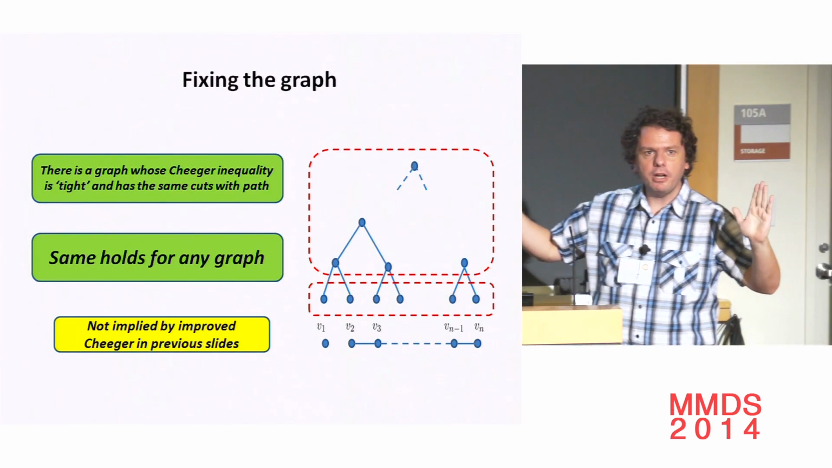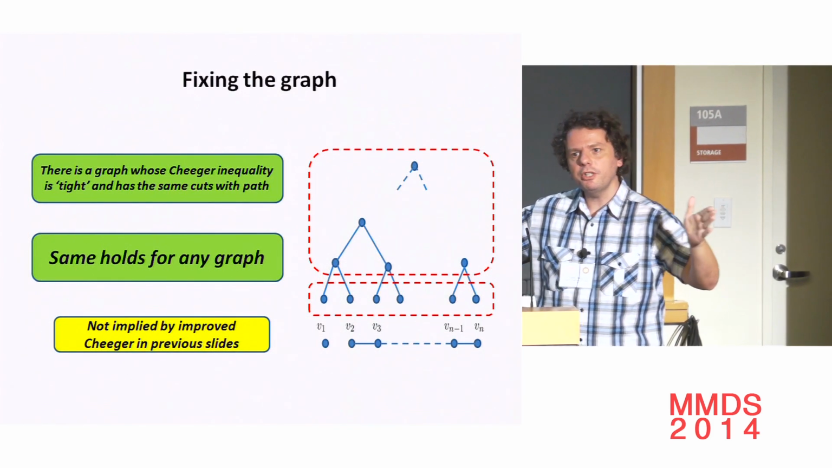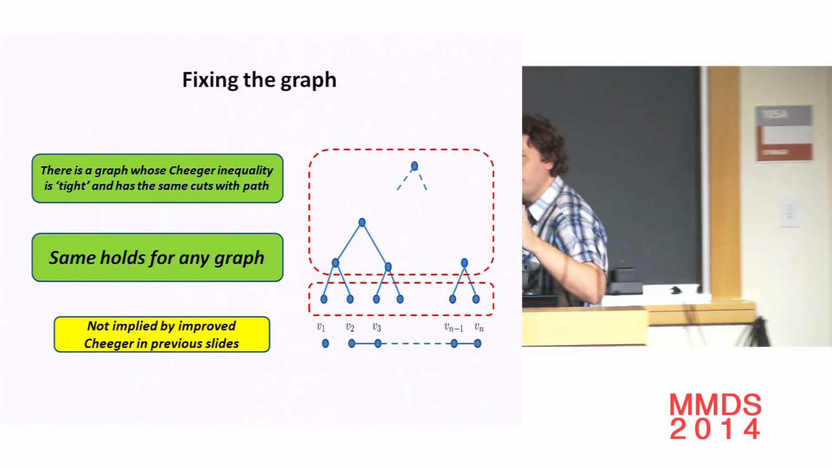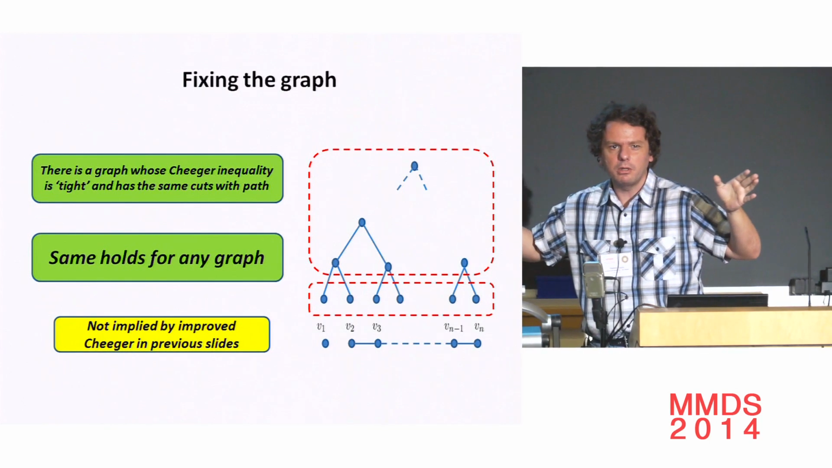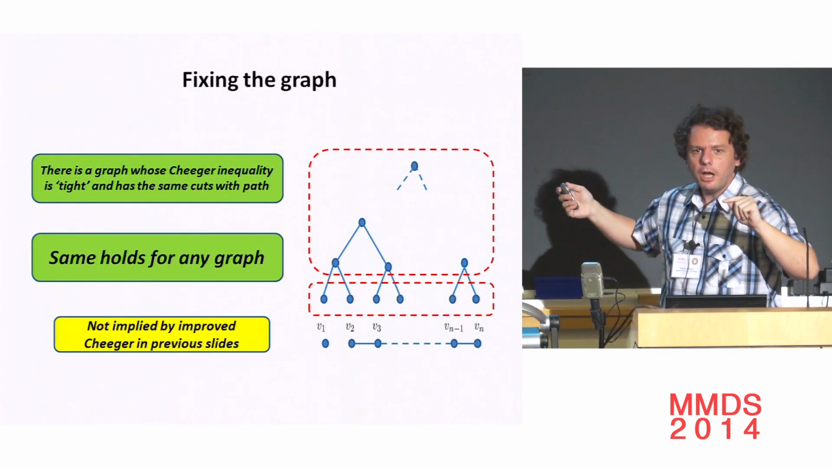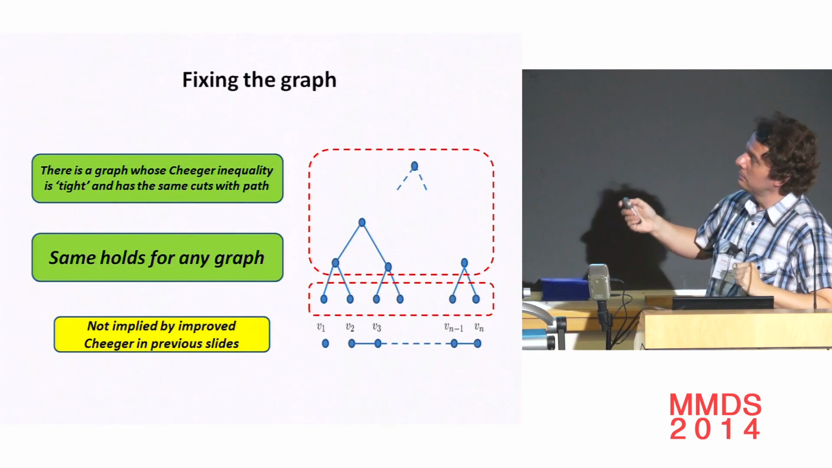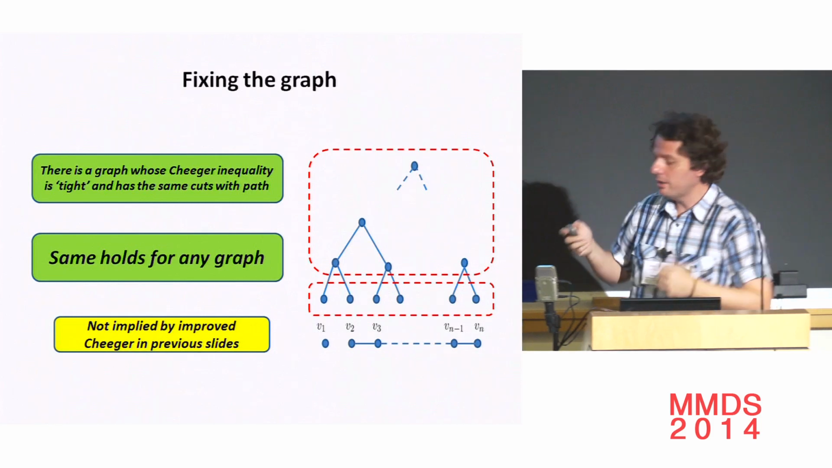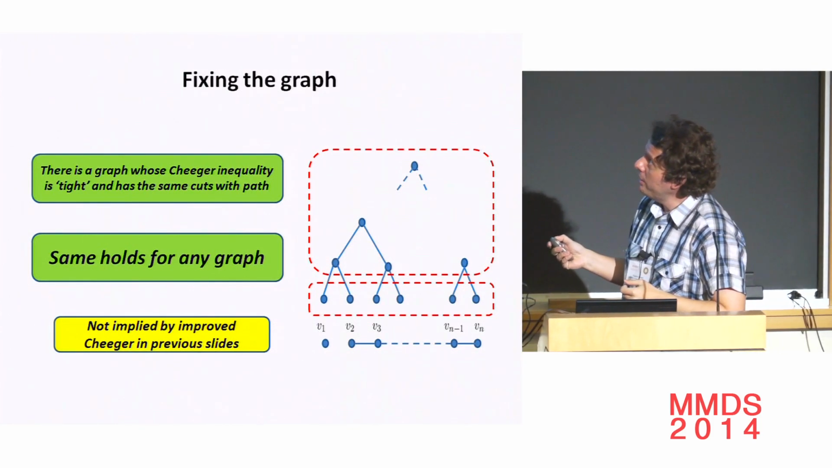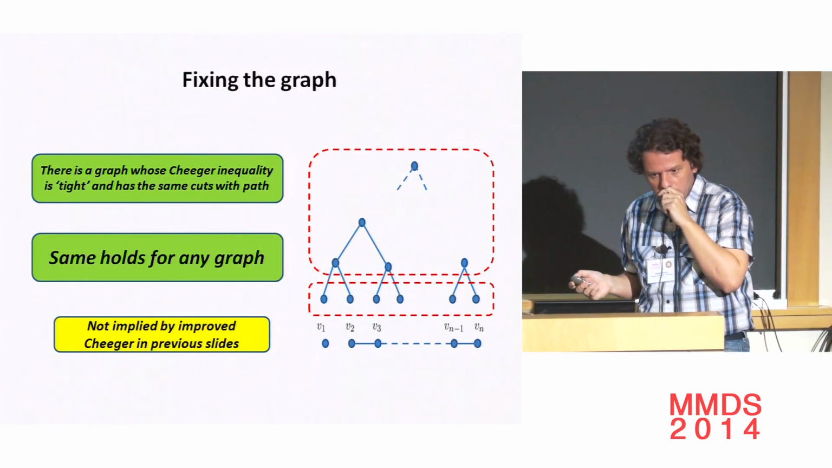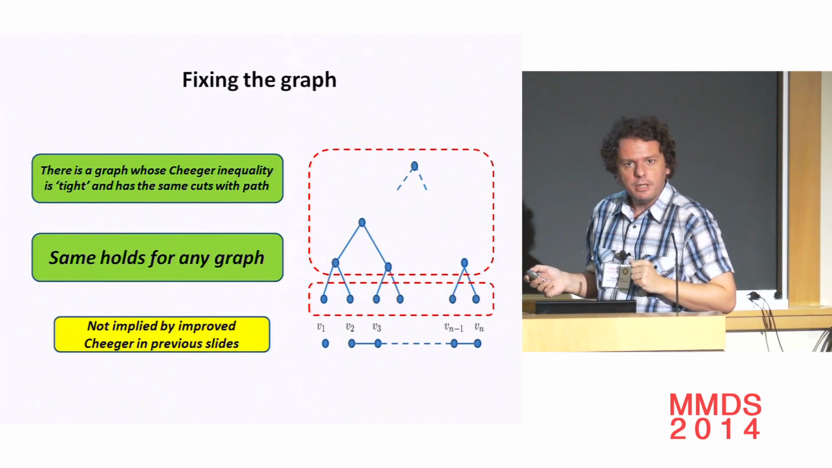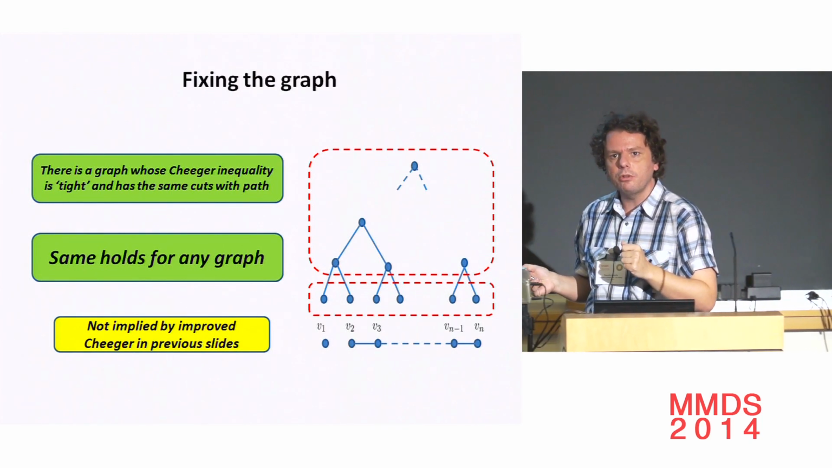I have my path graph. The Cheeger inequality is bad for it. What can I do with it? I cannot change the Cheeger inequality. It's tight. However, I'm going to do the following. I'm going to construct a graph. I'm claiming there is a graph whose Cheeger inequality is tight and has the same cuts as the path.